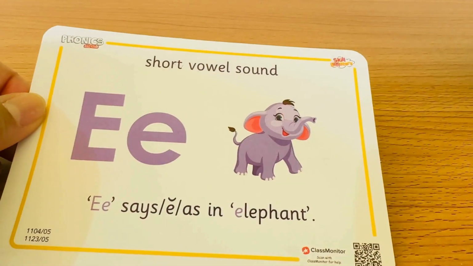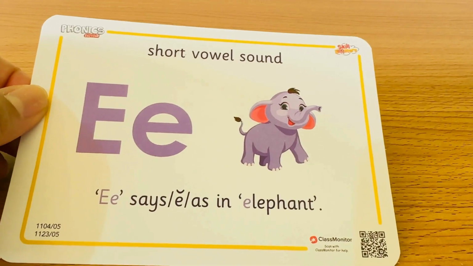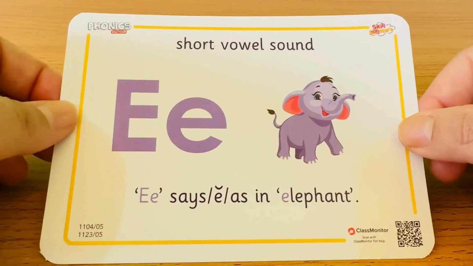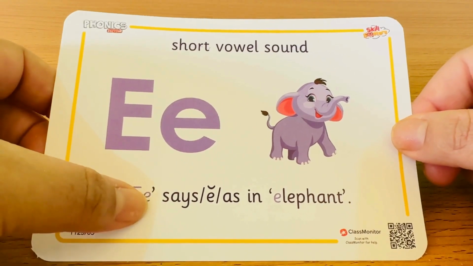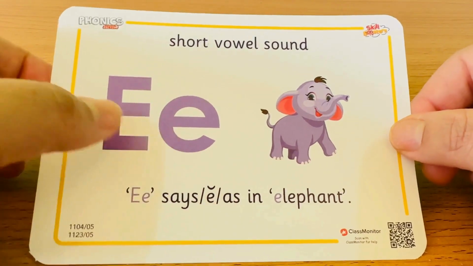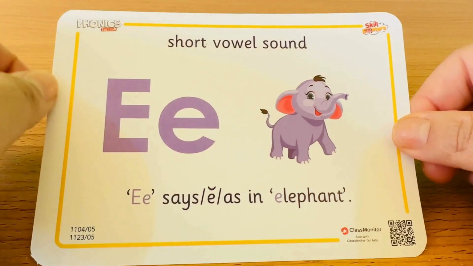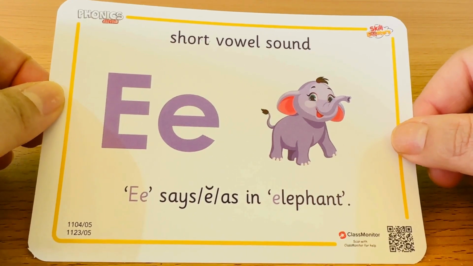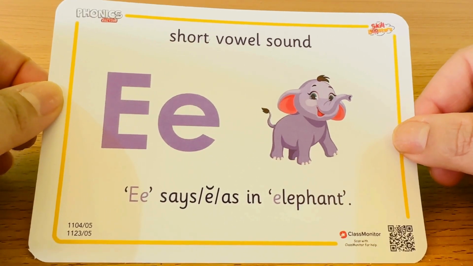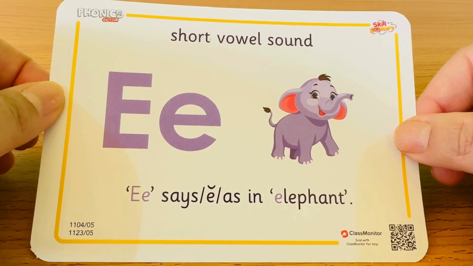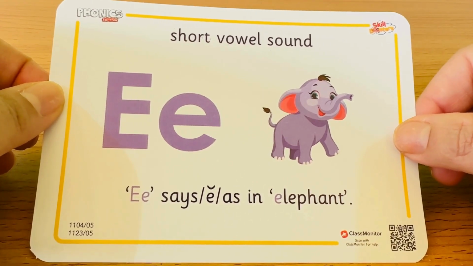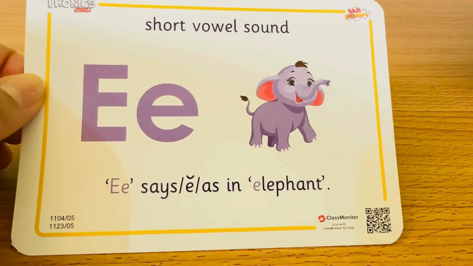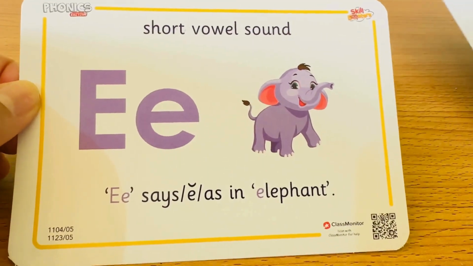Now we are going to learn the short vowel sound and long vowel sound of letter E. E says eh. So this is the short vowel sound eh. When we say eh, our face turns like we are smiling. So E says eh as in elephant, eh as in egg, eh as in elevator.